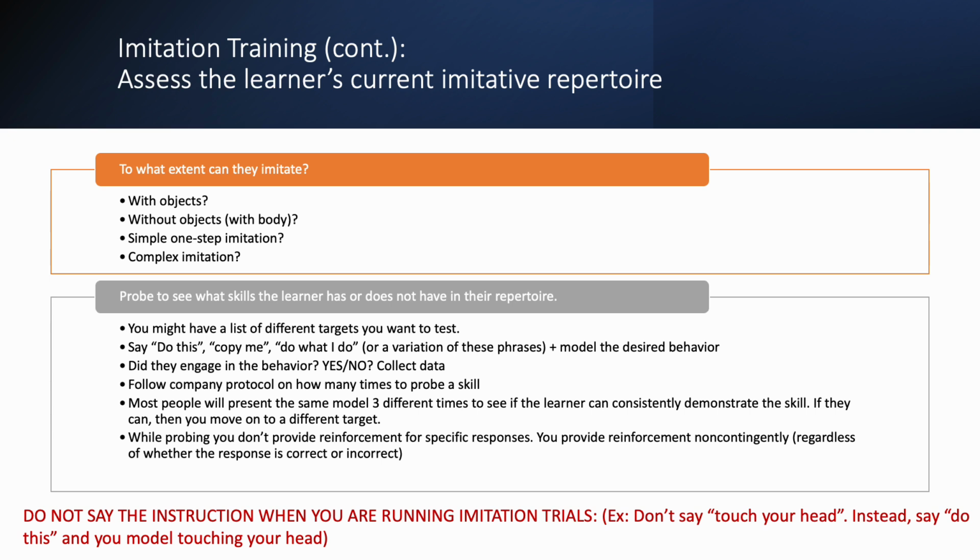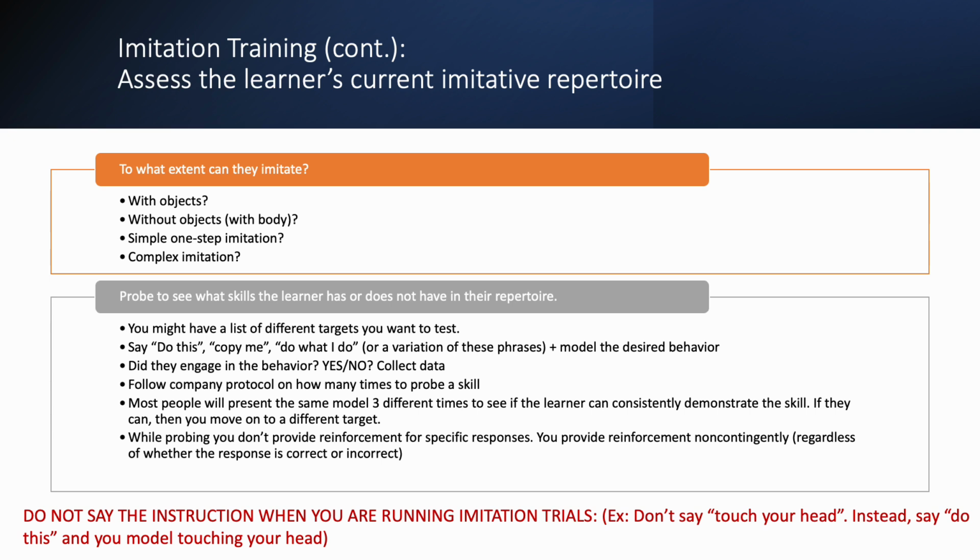I mentioned here to make sure that you're following your company protocol on how many times to probe a skill, because every single company has different protocols. Some will do 3 times, some will do 2 times, some will do even just 1 time. And then 1 time is enough for them to say, hey, let's teach this particular skill. So just do whatever it is that your company is instructing you to do. And yeah, the big idea here is that you want to make sure that you are simply testing to see what skills are in their repertoire and what are not.